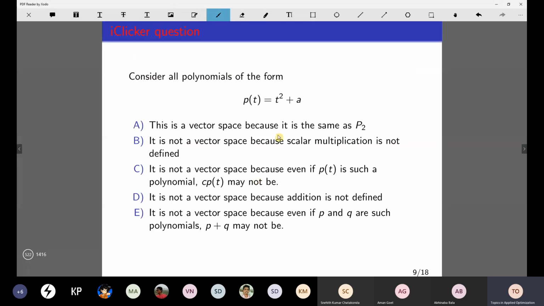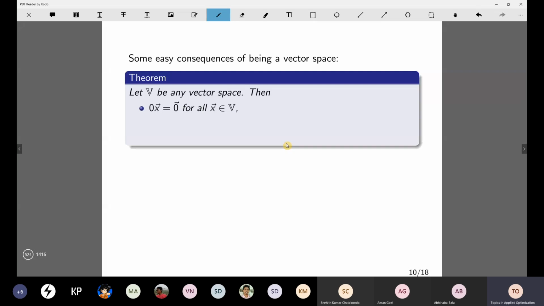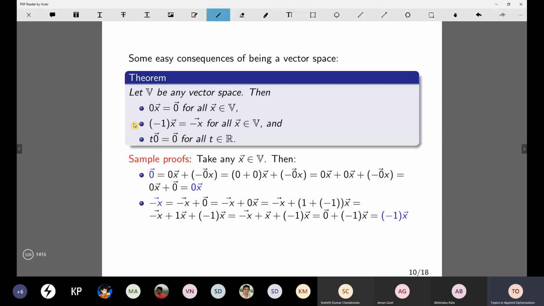So this is another question here. Consider all the polynomials of the form this. Is this a vector space or not? That's the quiz that you may try to answer. What are the consequences of a vector space? In a vector space, 0 times a vector is supposed to be 0. -1 times a vector is the negative of the vector. And scalar times a 0 vector is a 0 vector.